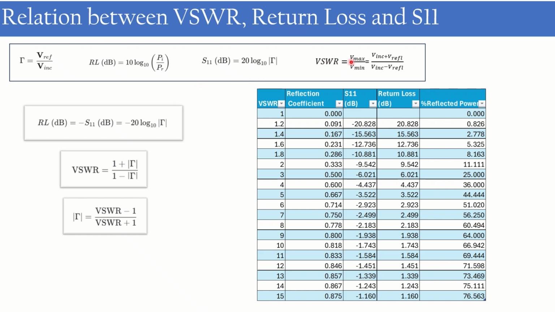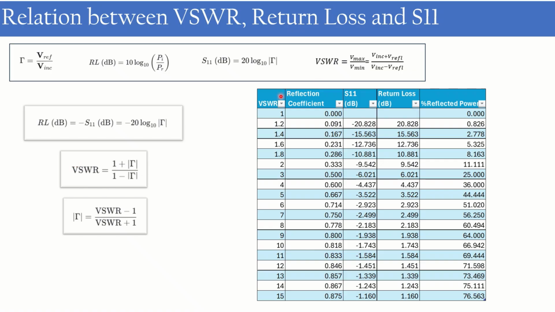And in VSWR, if we substitute V reflected by V incident with the reflection coefficient, we get the equation VSWR equal to 1 plus tau by 1 minus tau. And from this equation, we can also derive that the reflection coefficient is related to VSWR by VSWR minus 1 by VSWR plus 1. So these are the three basic equations which relate VSWR, return loss, and S11.